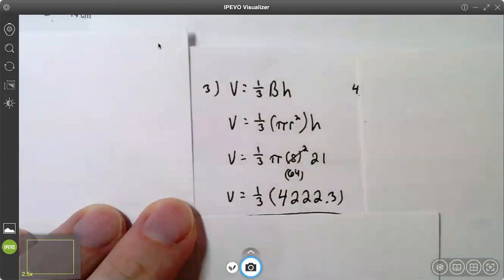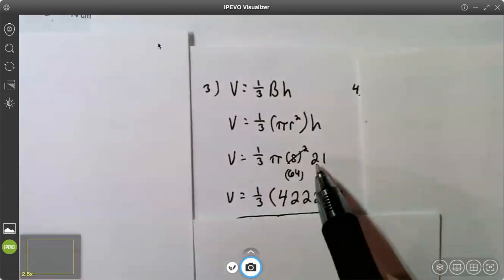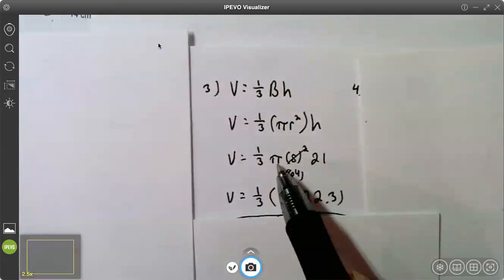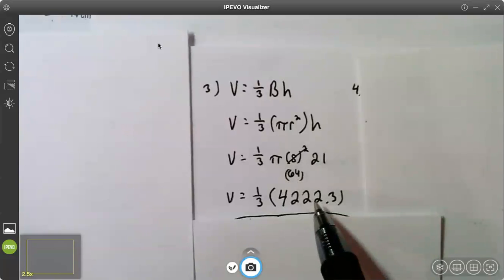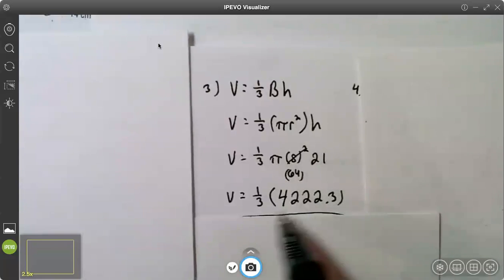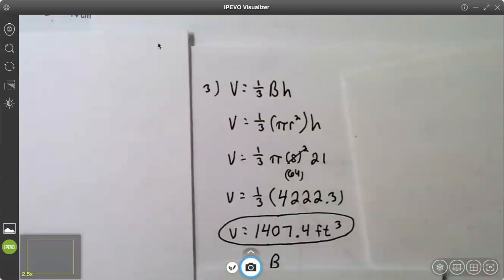Or you can do 21 times 64 times 3.14 in a regular calculator, get your answer, leave it in your calculator, hit divided by 3, and you'll get your answer, which was B.